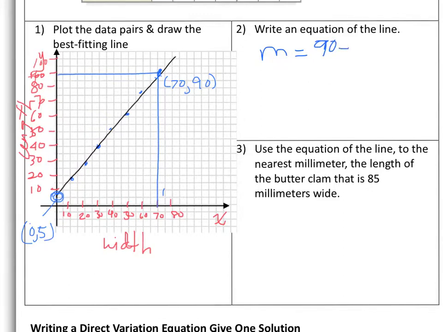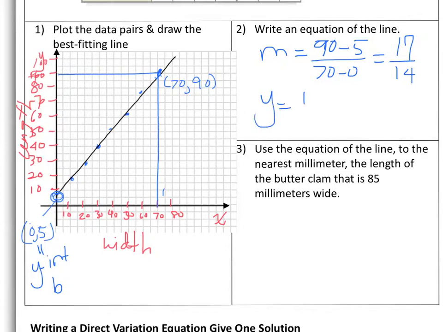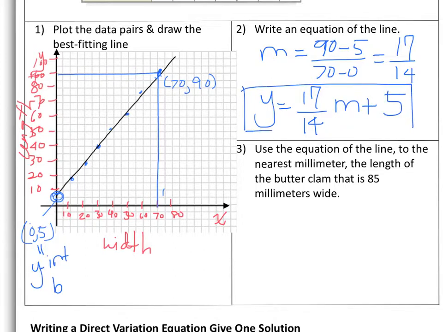90 minus 5 over 70 minus 0, and this equals 17 over 14. And of course, this 5 is my y-intercept b. Using the slope-intercept form, 17 over 14 will be my m, plus 5 will be the equation. And using the equation of the line from part 2 to the nearest millimeter, find the length of the butter clam that is 85 millimeters wide.